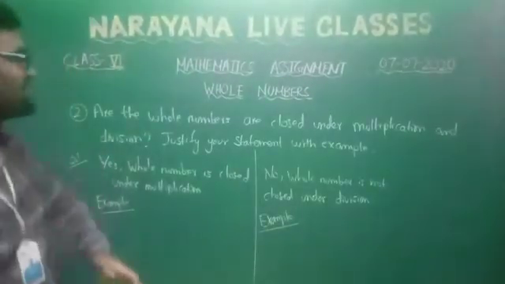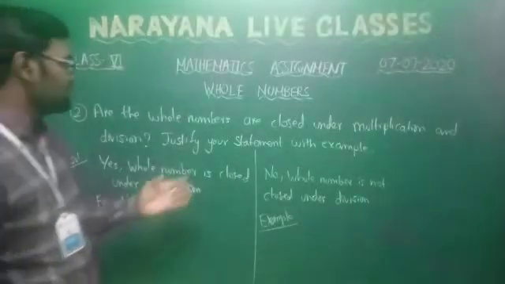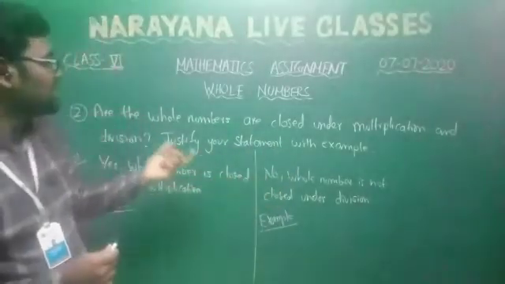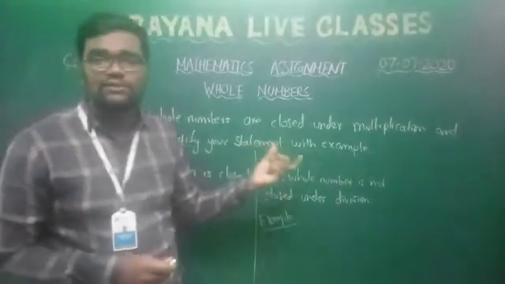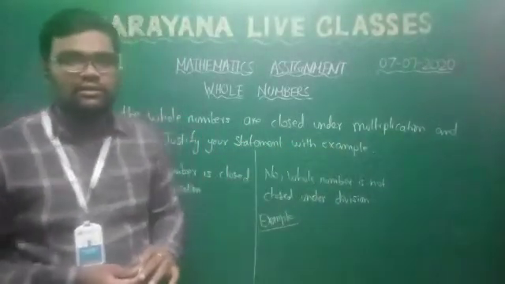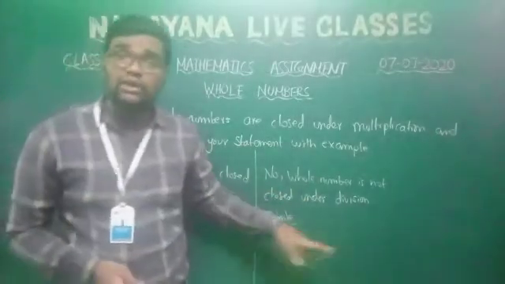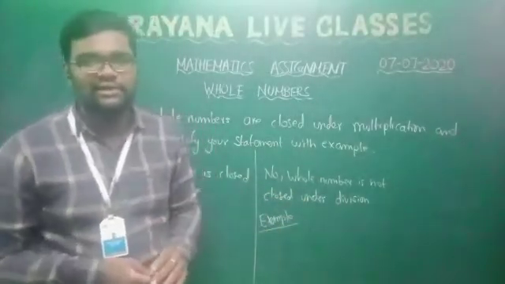Now we will discuss the solution for the second problem. Same as the previous one, where we discussed whether addition and subtraction are closed or not, here we are going to see whether the whole numbers are closed under multiplication and division or not. The answer is yes, it is closed under multiplication. It is not closed under division. Here also we will discuss with an example.